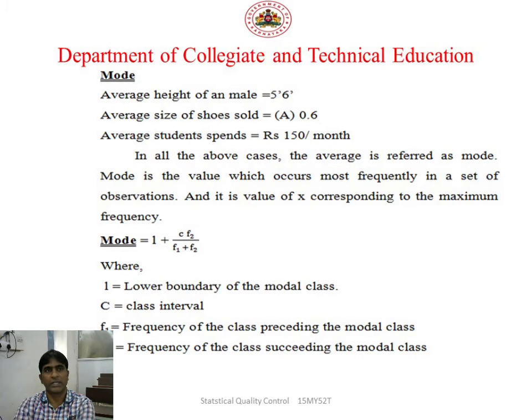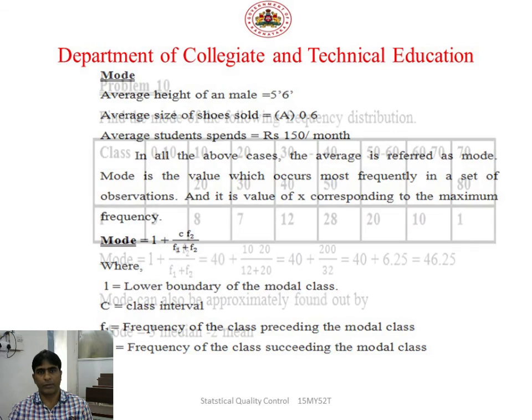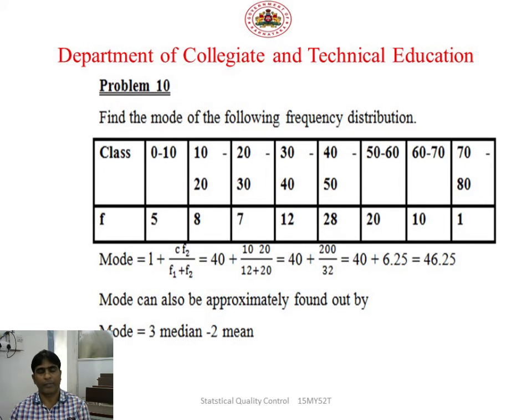Okay, F1 is the frequency of the class preceding the model class. F2 is the frequency of the class succeeding the model class, after that model class. So like that we are having the F1 and F2 values. We will see by taking an example, we are going to solve a problem.